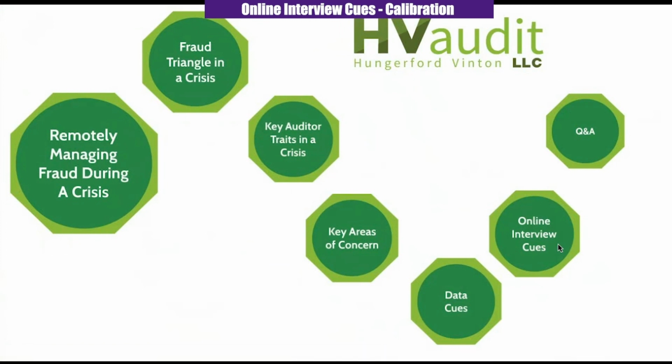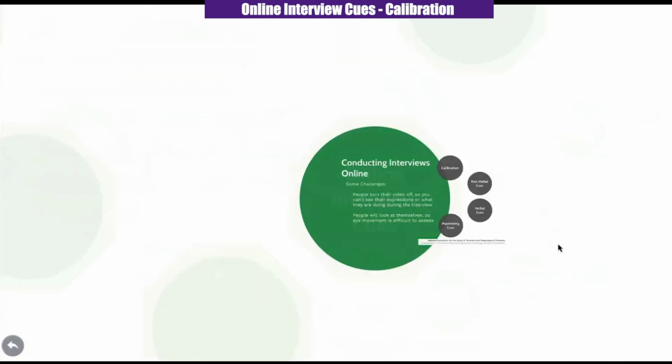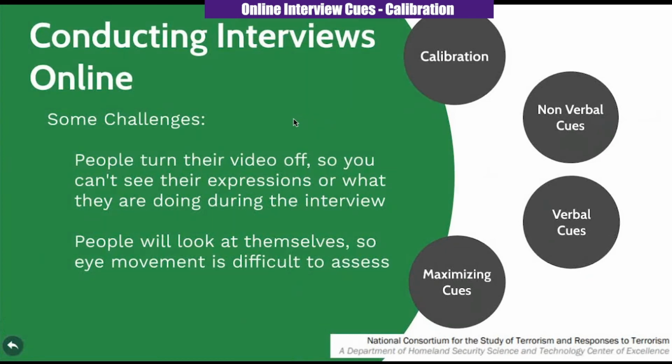Let's get into online interview queues. So you're conducting interviews online, and here are some of the basic challenges right off the bat. You've got people who turn off their videos, so you can't see their expressions or what they're doing during the interview. If you're doing an interview that really needs that on, you need to make sure that's understood up front and that they make sure that video is working and on. I know a lot of people say, oh, my video isn't working. So that's another excuse. You've got to try to figure out how to be flexible, as we said before, and try to figure out how to work through those errors and issues.